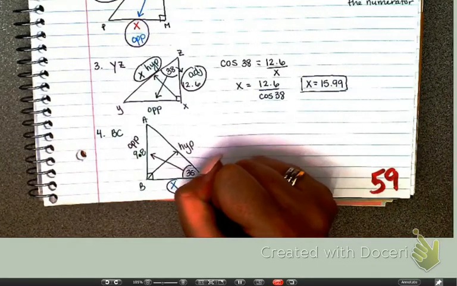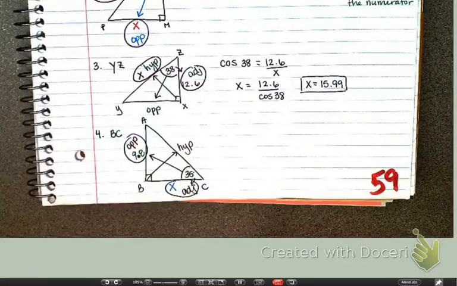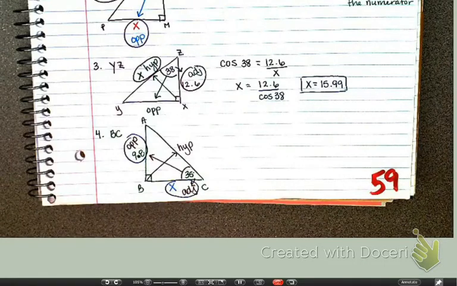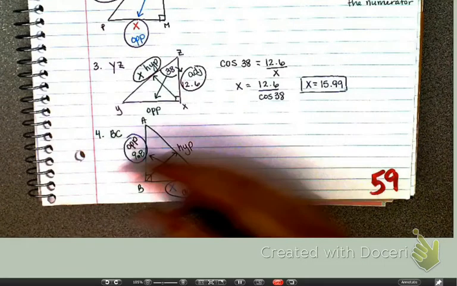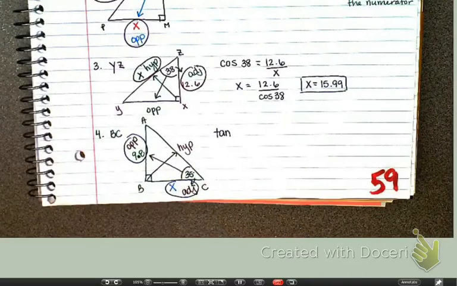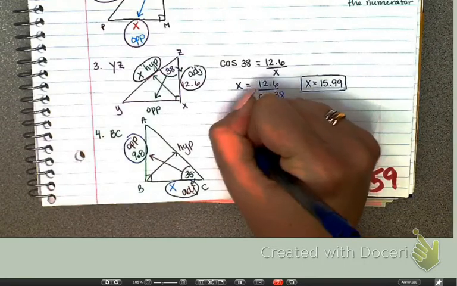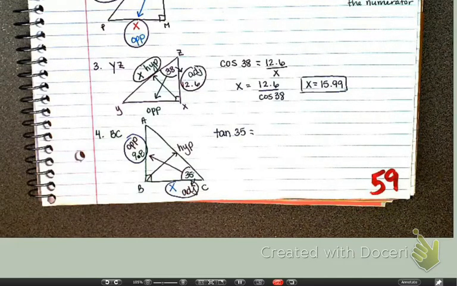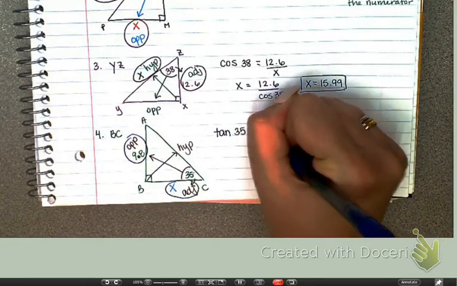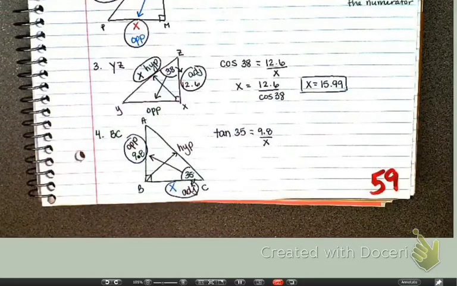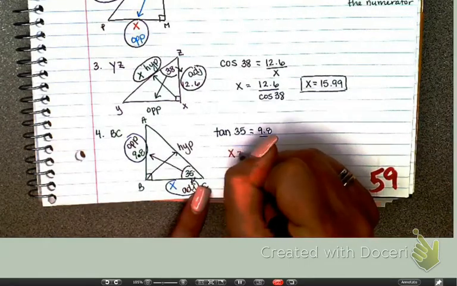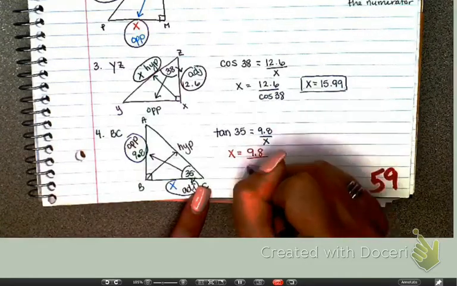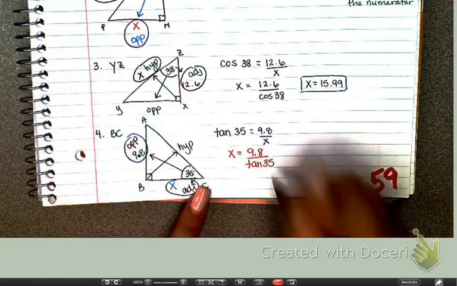The adjacent, because that's what I'm solving for, and the opposite because I know something about it. Adjacent and opposite uses which trig function? Tangent. So the tangent of my reference angle, which is 35, equals, tangent is what? Opposite over adjacent, so 9.8 over x. What kind of problem is this? A flip and divide. Okay, so I'm going to flip and divide.